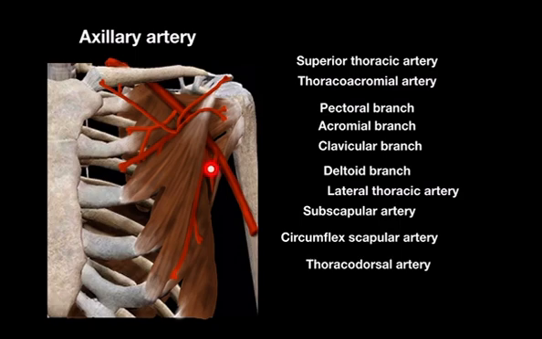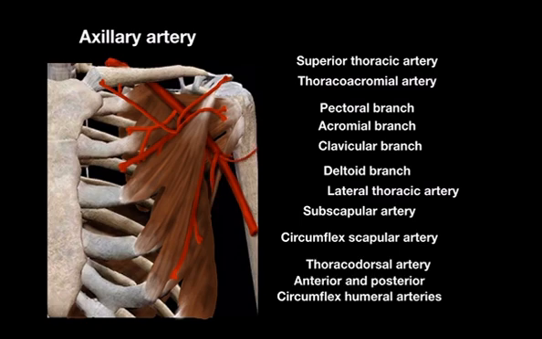Now, the third part gives off three branches. First is the subscapular artery. Then it gives off two circumflex humeral arteries. That is, they wind around the humerus and anastomose with each other to form an arterial circle around the surgical neck of humerus. They are called anterior and posterior circumflex humeral arteries. So we have seen the extent of axillary artery and branches.